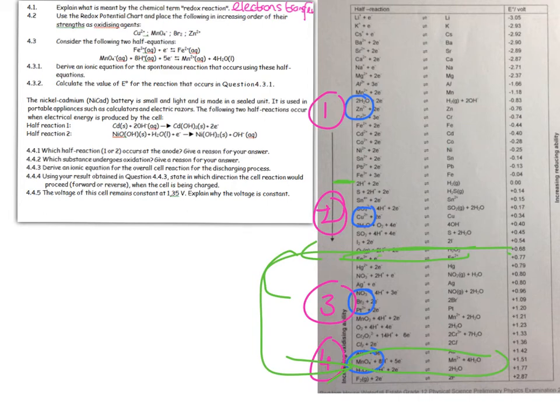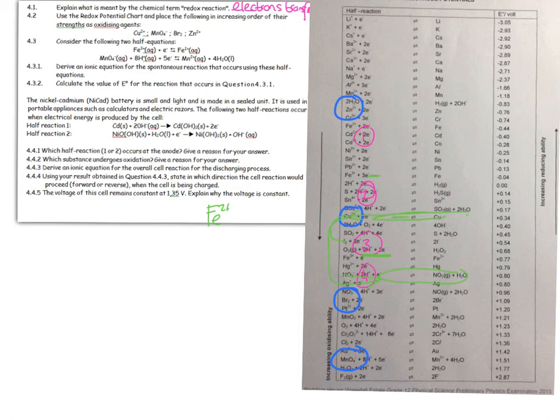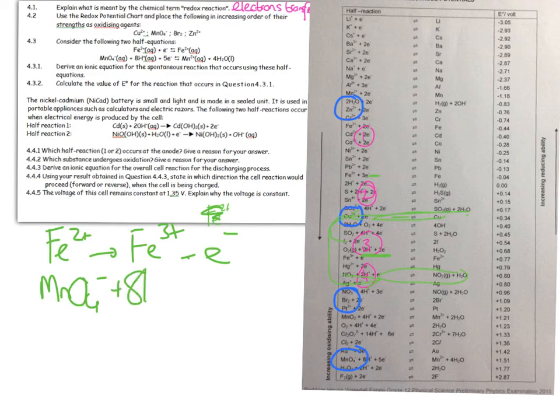And I'm going to write Fe2 plus goes to Fe3 plus an electron, and so I've written that one backwards. And then I'm going to write the other one forwards, MnO4 minus plus 8 hydrogens plus 5 electrons gives me... and notice I only write my arrow one direction once I've decided if it's oxidation or reduction.